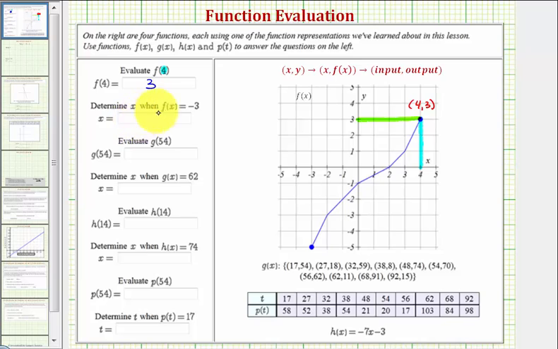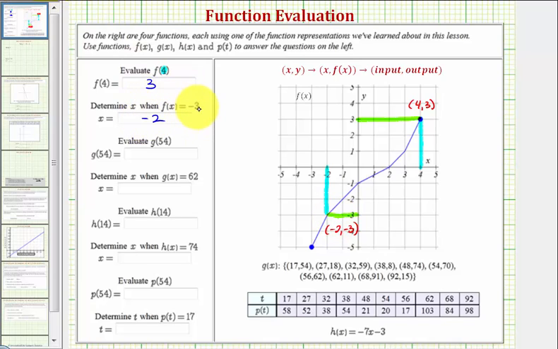Next, we're asked to determine x, or the input, when f of x, the function value, is negative 3. So the function value f of x equals negative 3 is the y-coordinate. So now we're looking for the x-coordinate when y equals negative 3. So again, analyzing the function, here's where y equals negative 3. And notice how the input would have to be negative 2 at this point. The coordinates of this point are (negative 2, negative 3). When f of x, or the function value, is negative 3, the input, or x, is negative 2.